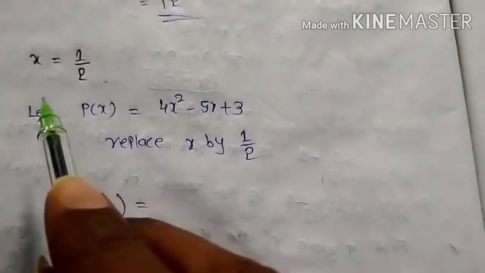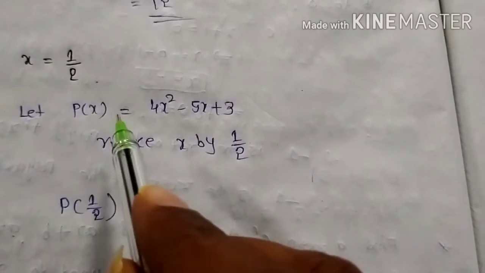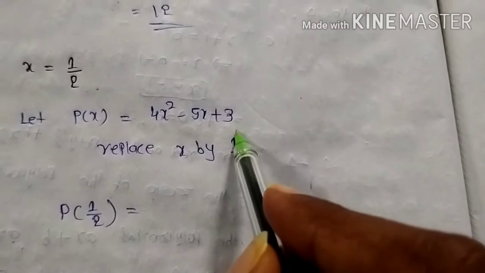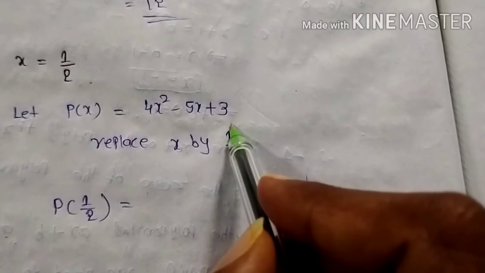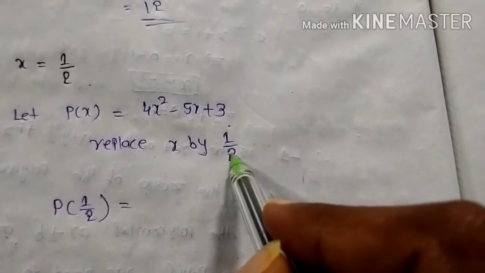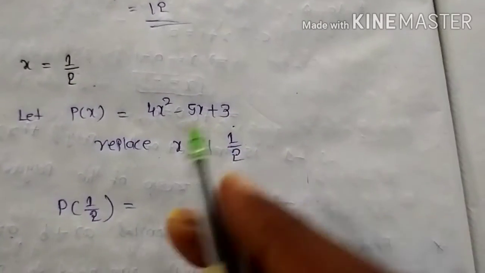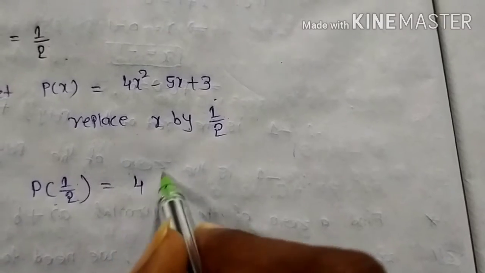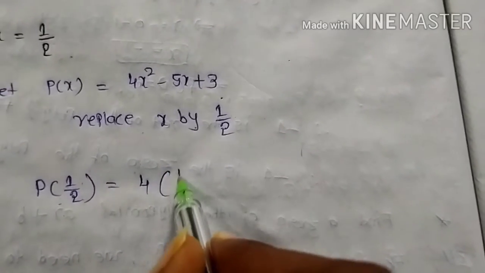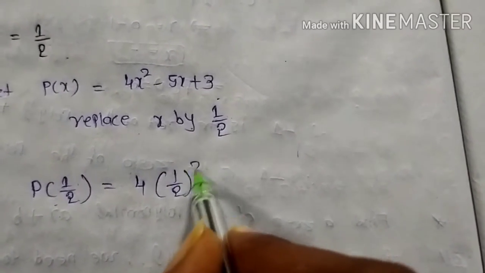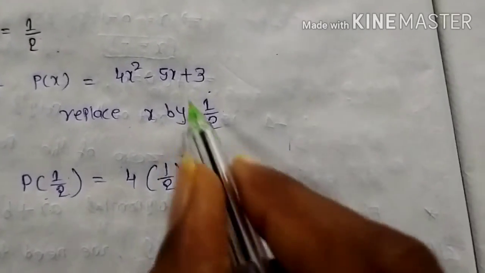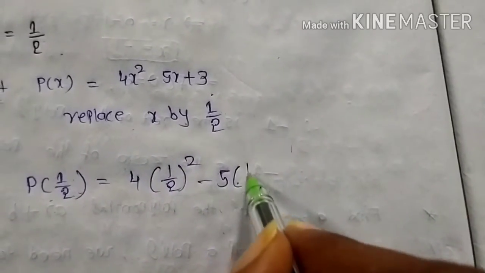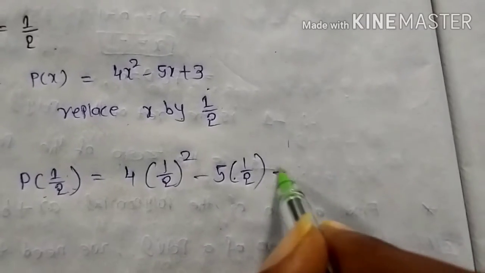Here x is equal to 1 by 2. Let p of x is equal to 4x square minus 5x plus 3. Already they have given this polynomial. Replace x by which number? 1 by 2. See here, p of 1 by 2 is equal to, you can write 4 into x square, which is 1 by 2 whole square, yes or no? Yes. Minus 5 into x value, which is 1 by 2. You can write here 5 into 1 by 2 plus 3.